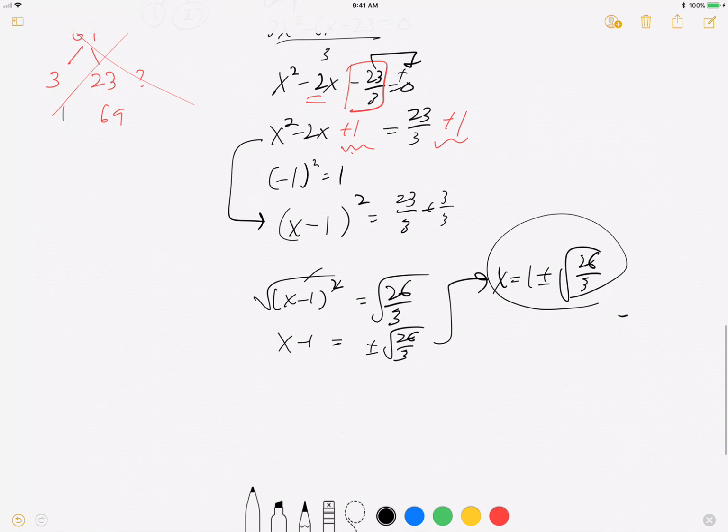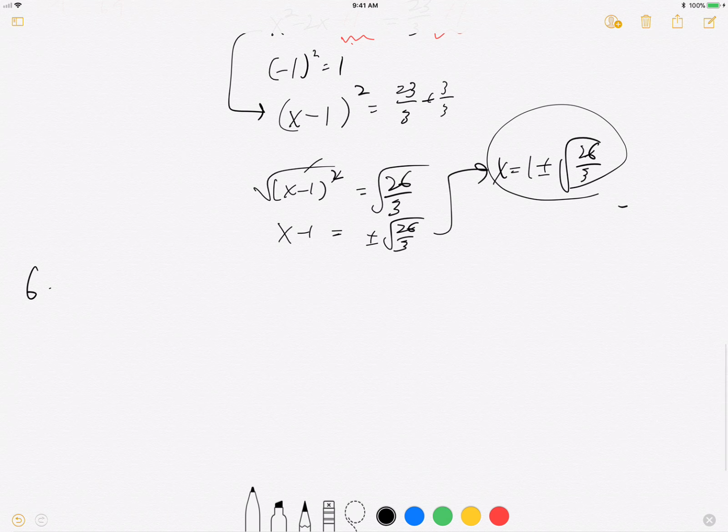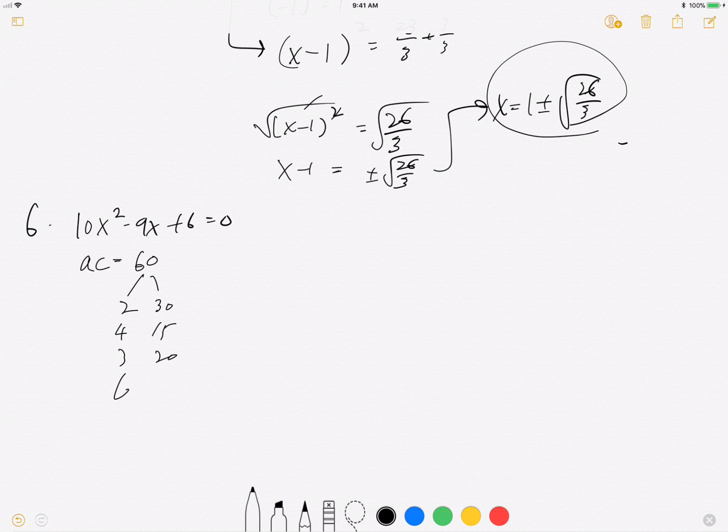Okay. Alright, so number 6. Let's do number 6. Number 6 says 10x squared minus 9x plus 6 is equal to 0. Now, are there two factors of AC, which is going to be 60, that add to give you negative 9? Well, there's 2 and 30, 4 and 15, 3 and 20, 6 and 10. Looks like none of these guys is going to work. So don't expect that tomorrow's test will always be factorable. So here I also have to resort to either quadratic formula or complete the square.